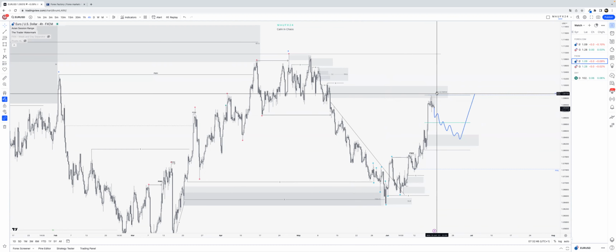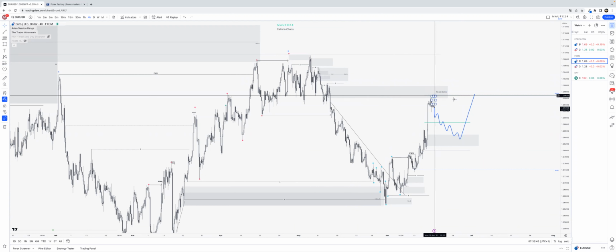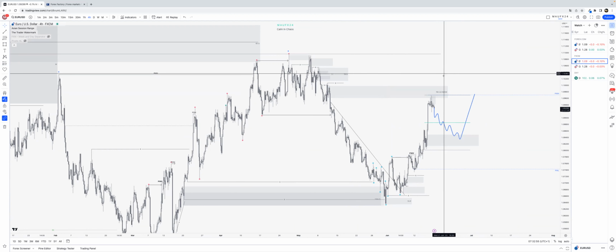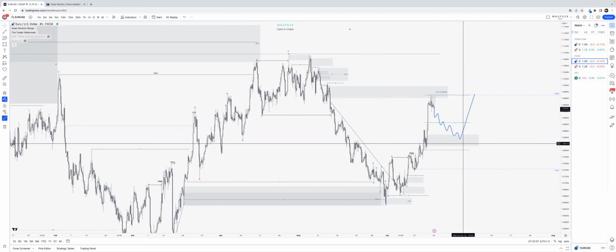If you move up here, I would be keen to look for trades above previous weekly high already. And if we don't get that, then above here, and longs from here.